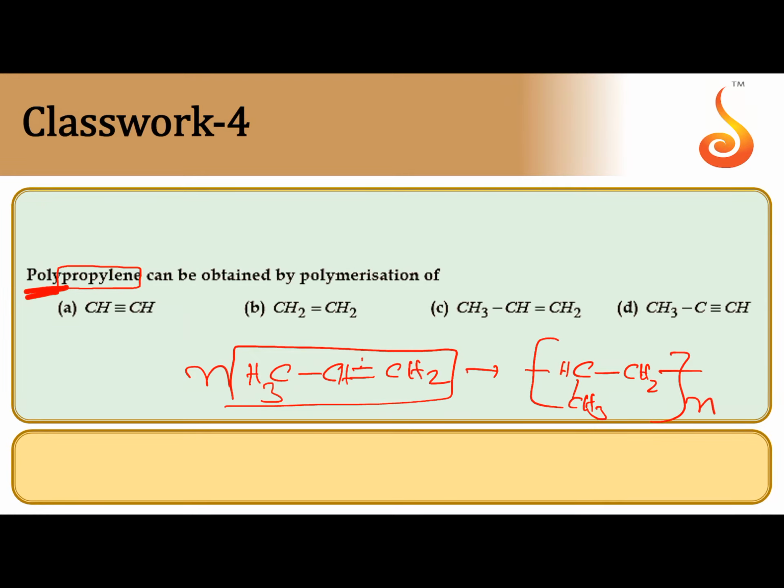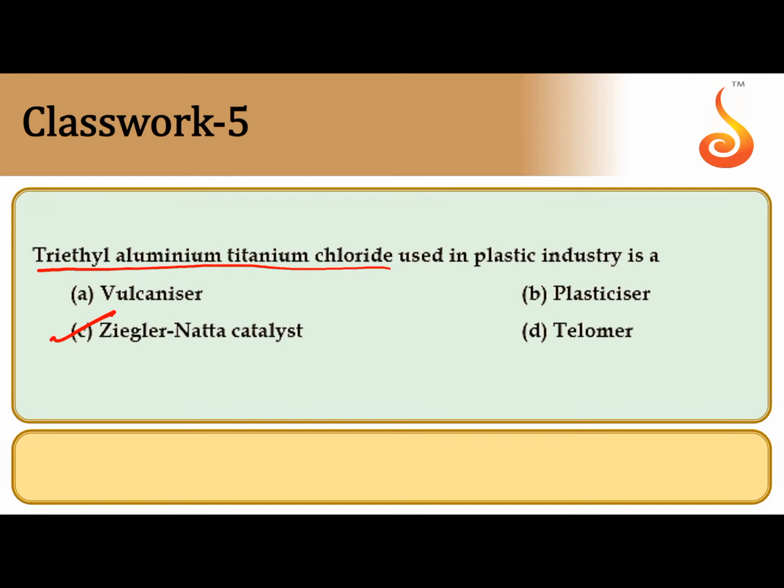Triethyl aluminum and titanium chloride, this is nothing but the Ziegler-Natta catalyst, which is used in the preparation, manufacture of HDPE, high density polyethylene.